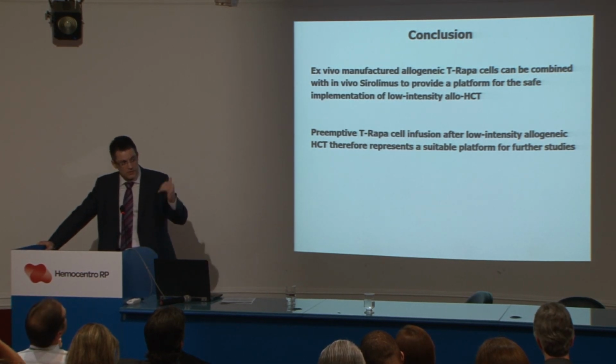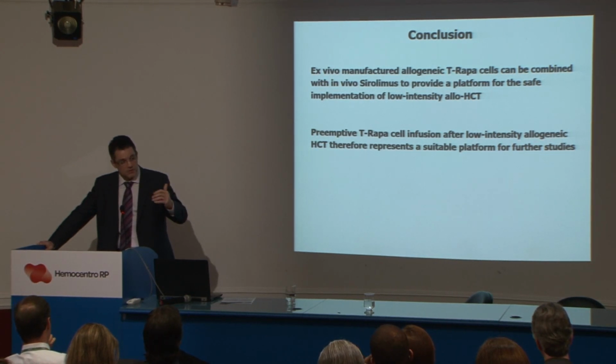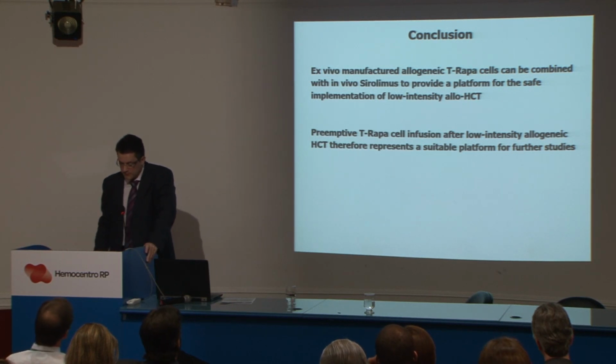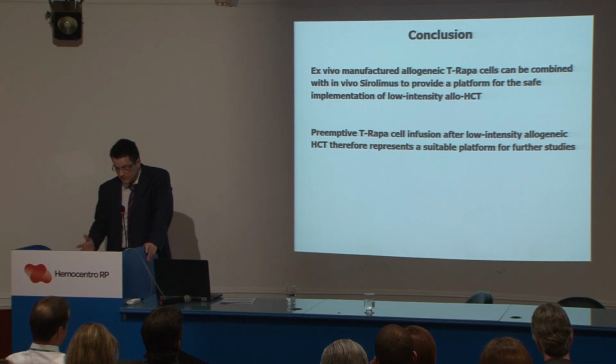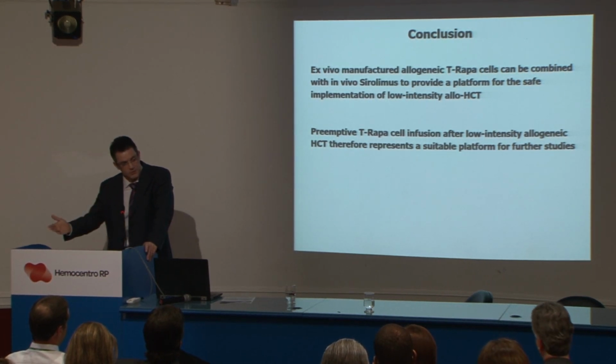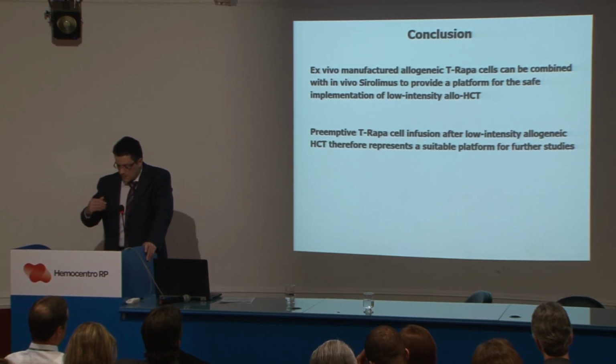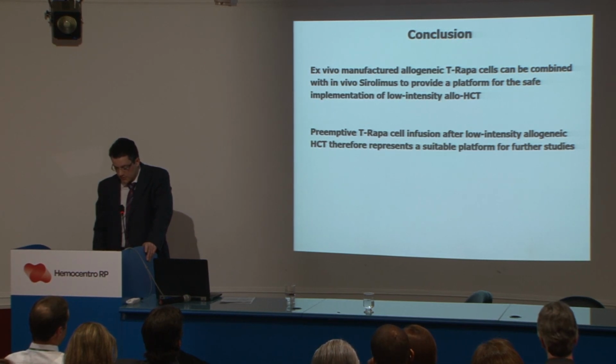So I give a low-intensity HCT for my patient. I have low toxicity because I have a better cell to infuse later. Preemptive RAPA cell infusion after low-intensity allogeneic HCT, therefore, represents a suitable platform for further studies, as I stated here, not only for transplantation, but also it's probably possible to move forward in a genetically modified agenda for this platform.